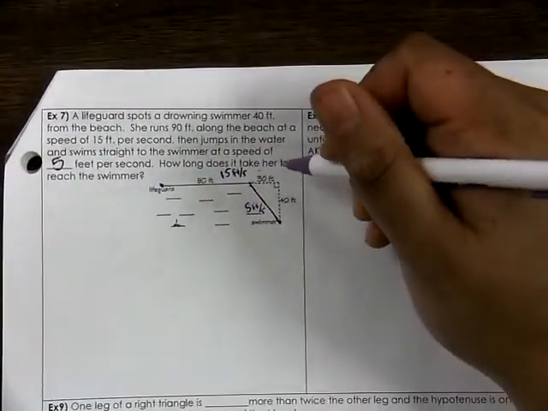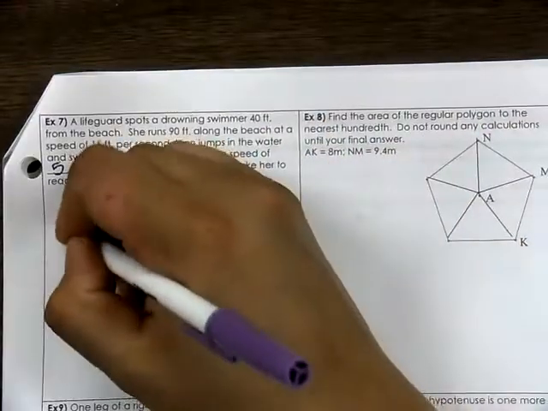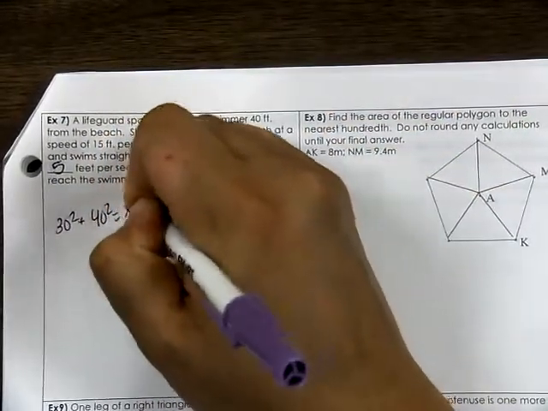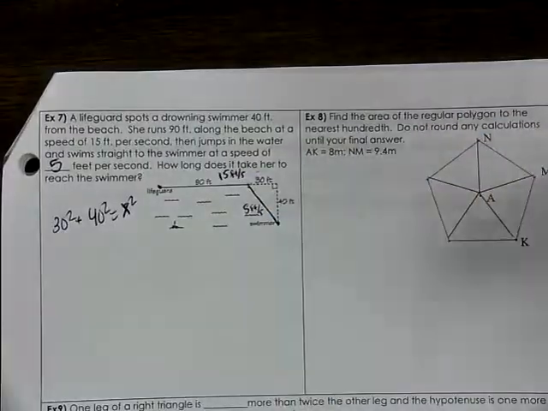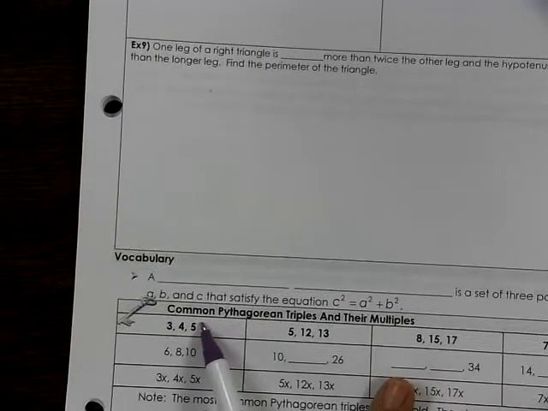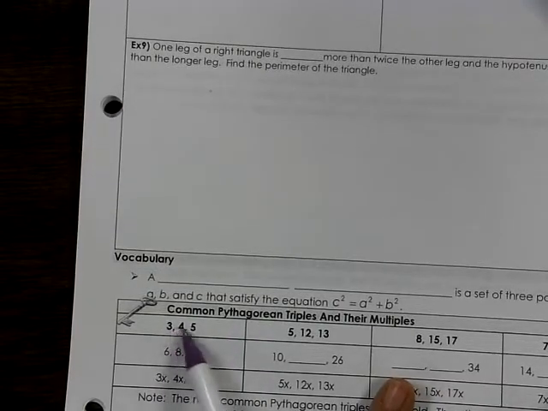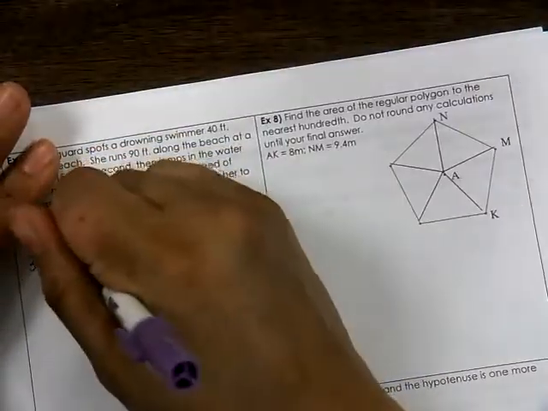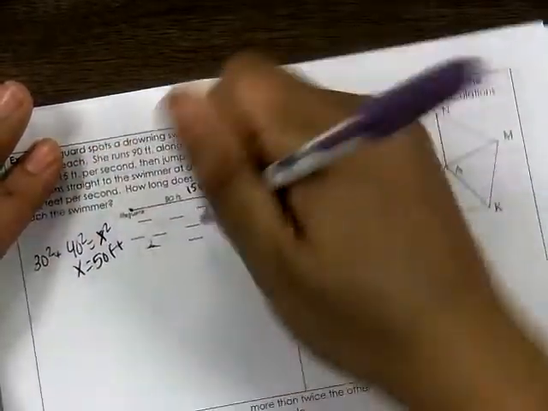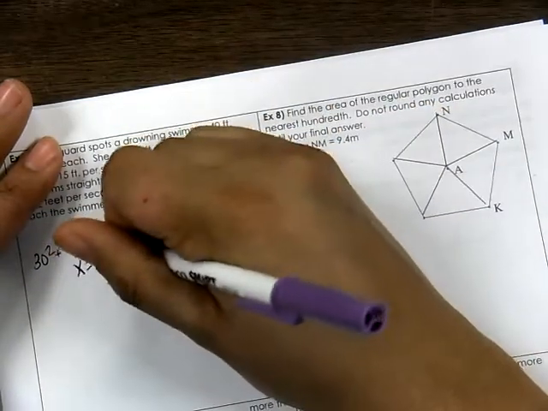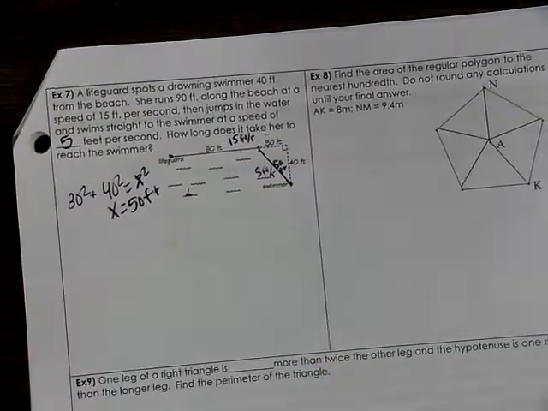But first of all, you're going to do Pythagorean Theorem, 30 squared plus 40 squared equals x squared. Now this one is another Pythagorean triple. Remember 3, 4, and 5? These can get multiplied by any number, so they all have zeros at the end of them. That's another common one to do. So x is 50 feet. That's the distance that she has to swim to get to the swimmer in the actual water, like the straight distance instead of going across and down like this.